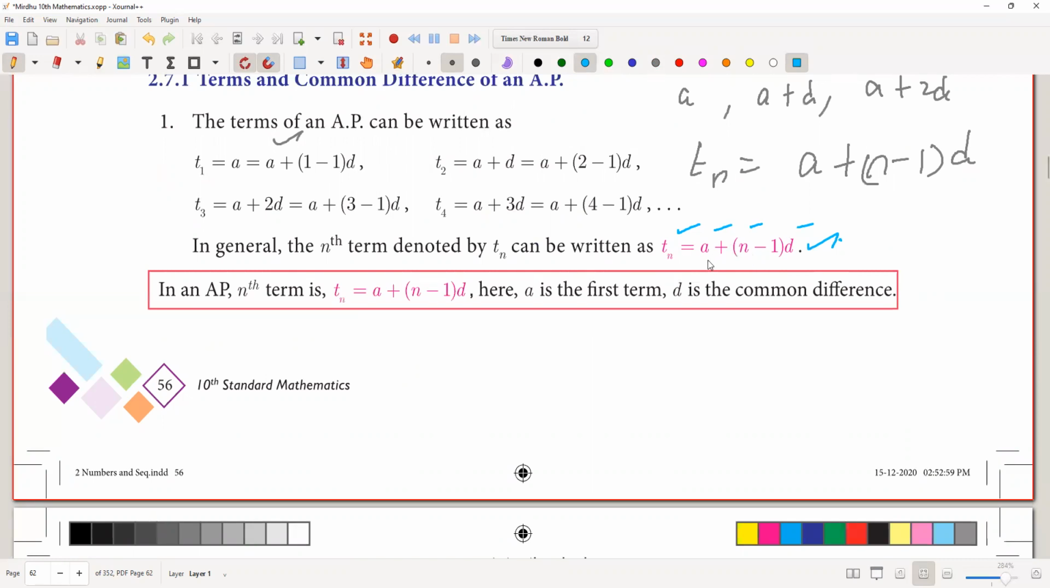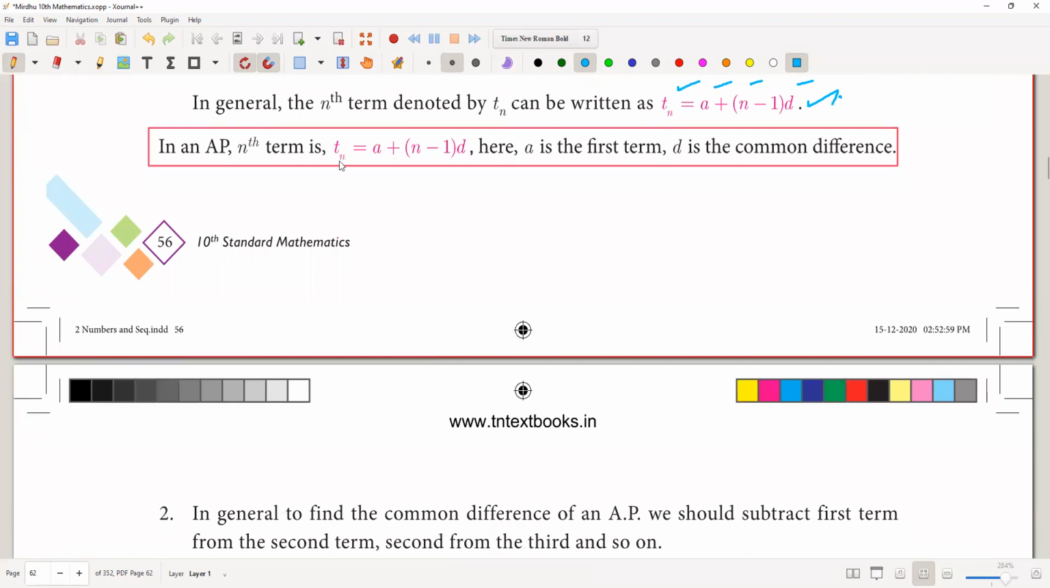They may give a sequence and ask for T10, T11, T15, like that. Or else they won't be giving two terms. We have to substitute in this format, cancel using simultaneous equations, and get the result. Alright. So the nth term of an AP is always this one, where A is the first term and D is the common difference.